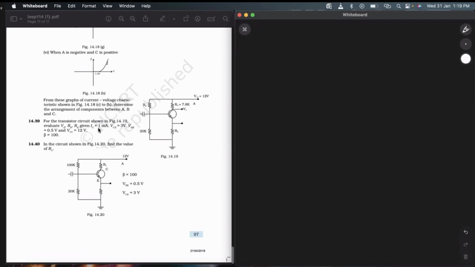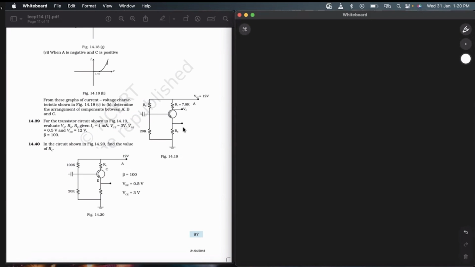So for the transistor circuit shown in the figure, okay, this is the transistor circuit. Calculate VE, RE given IC is equal to 1 milliampere, VCE is 3 volt, VBE is 0.5 volt and VCC is 12 volt. Okay, और बीटा दिया हुआ है, गेन दिया हुआ है हम लोग को.